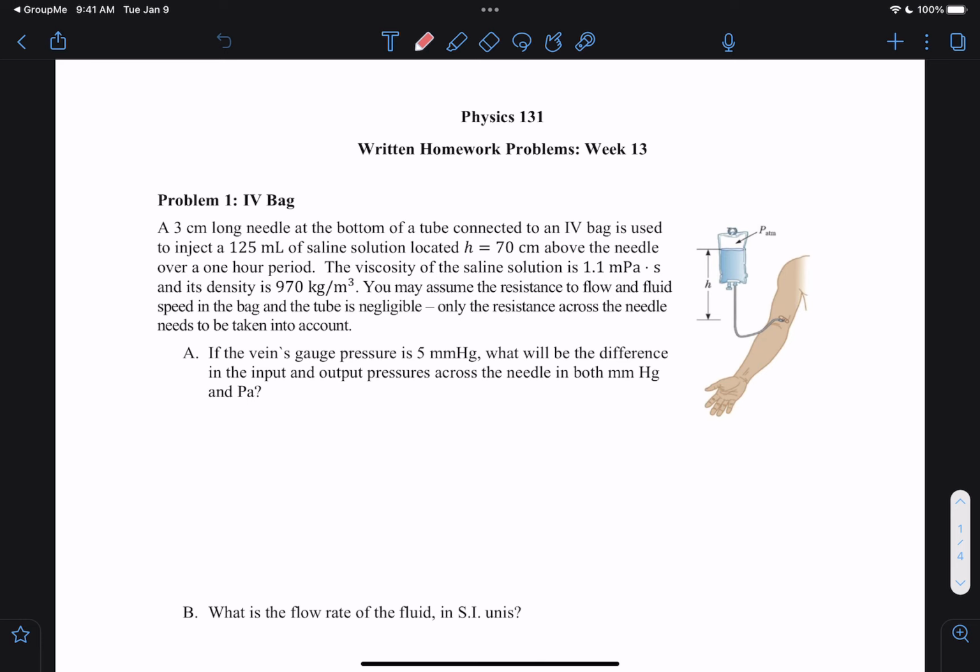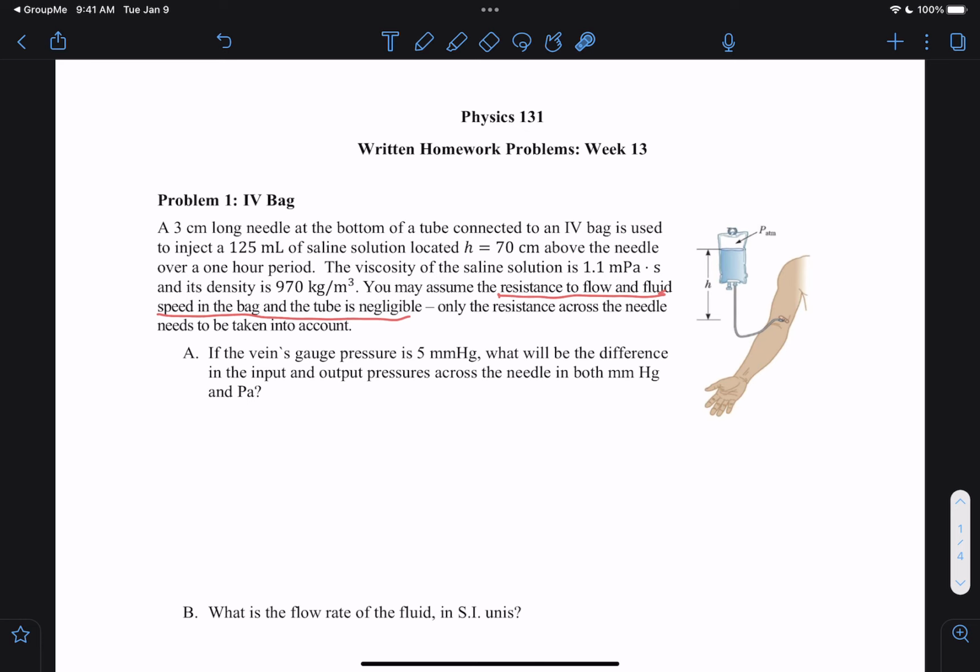All right, so we can ignore the resistance to flow and fluid speed in the bag and the tube. And then only the resistance across the needle needs to be taken into account. Right, so we're not worried about the resistance to flow and fluid speed in the bag or in the tube here, just at this point.